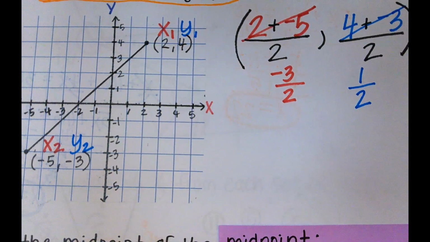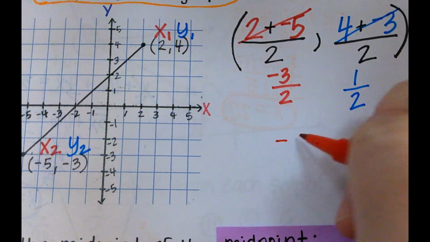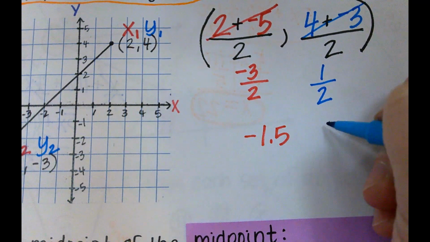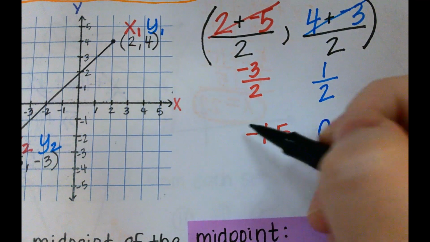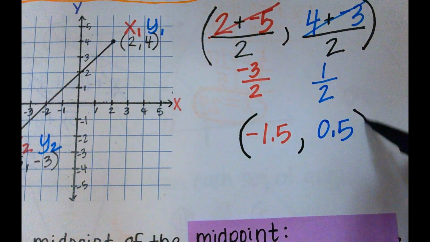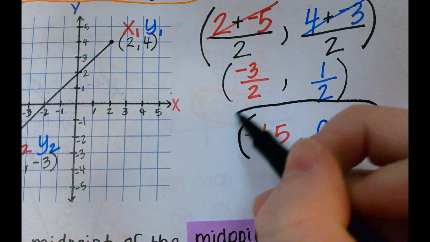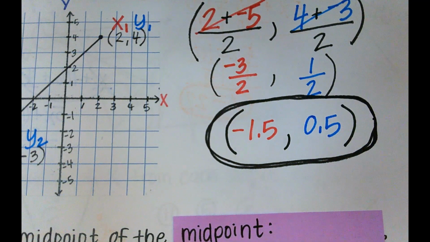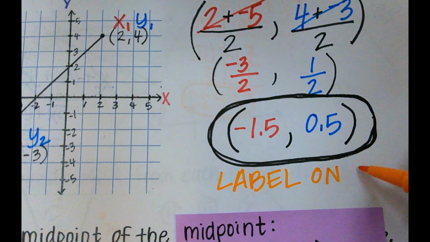That's fine. So it's going to be -1.5. The second one's going to be 0.5. Good. 0.5 is 1 divided by 2. And so, make sure you put that in a coordinate. Parentheses and the comma. And we will circle it. That's our midpoint. Okay. And I'm going to write a big note under this. Label on graph.